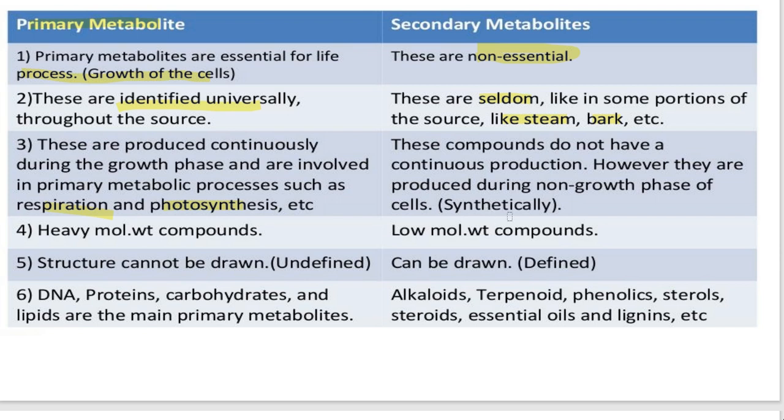These are synthesized during the non-growth phase of cells. Primary metabolites have heavy molecular weights, while secondary metabolites have low molecular weights. The structure of primary metabolites cannot be drawn, that is, it remains undefined. For example, DNA, proteins, carbohydrates, and lipids are the main primary metabolites, whereas in secondary metabolites the structure can be drawn, that is, it is specifically defined. Examples are alkaloids, terpenoids, phenolics, sterols, steroids, essential oils, and lignins.